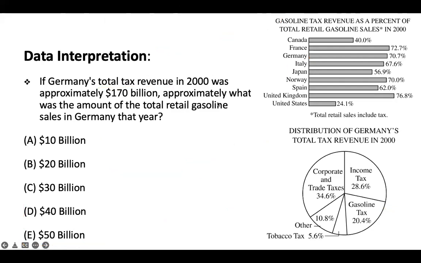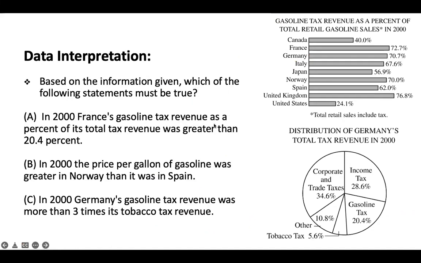And there is one last question relevant to this. This is a multiple choice option question. The question is: based on the information given, which of the following must be true? So the first thing is, must be true. Now see the first one. In 2000, France gasoline tax revenue as a percent of its total tax revenue. But in the question we are given tax revenue as a percent of total retail gasoline sales. That's why we can't tell anything about this. It is not possible.